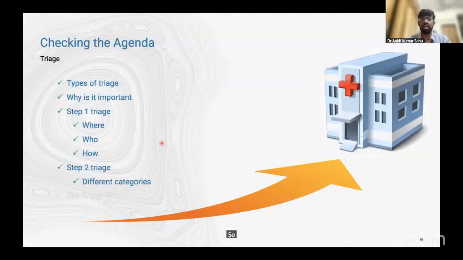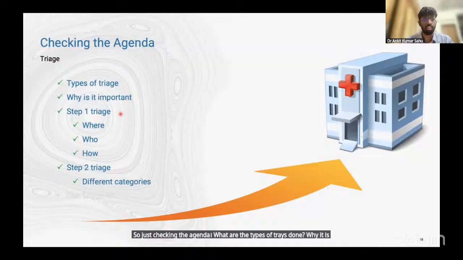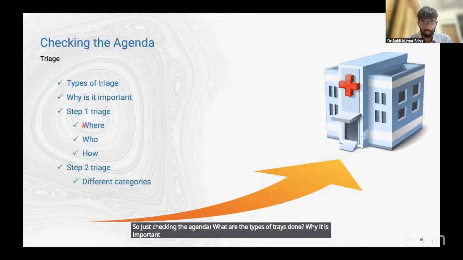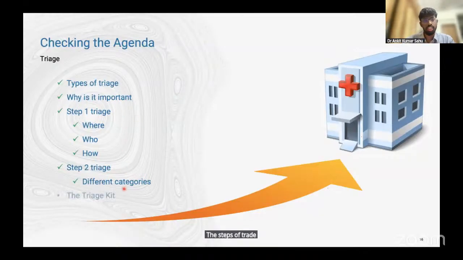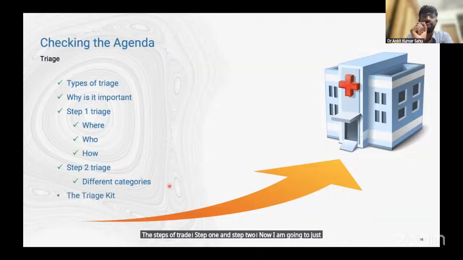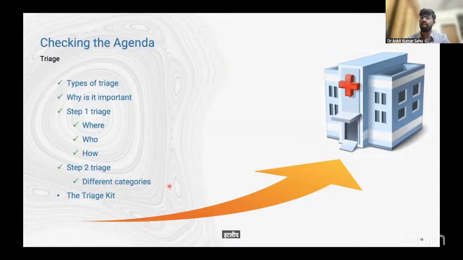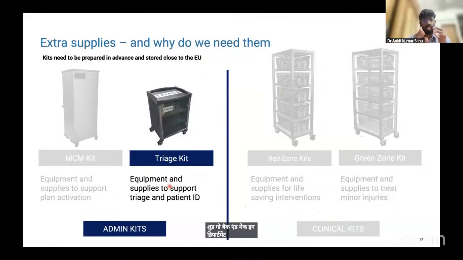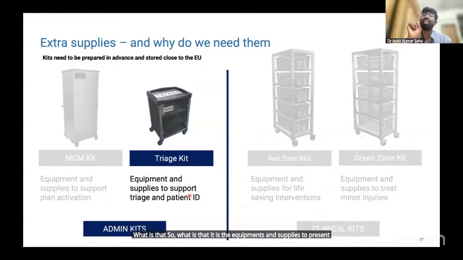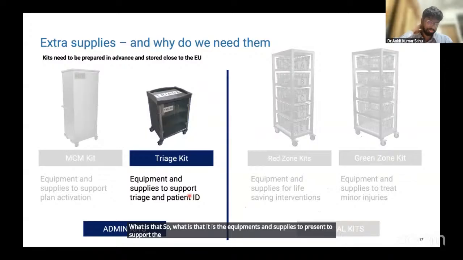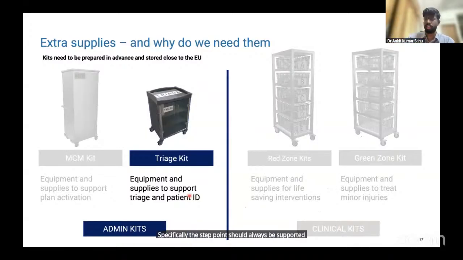So just checking the agenda, what are the types of triage done? Why is it important? What are the steps of triage, step 1 and step 2? Now I am going to give a brief idea about what a triage kit is. It is very important that you go back and make a triage kit in your department. What is that? It is the equipment and supplies to support triage 1. Specifically, the step 1 triage should always be supported by the triage kit.